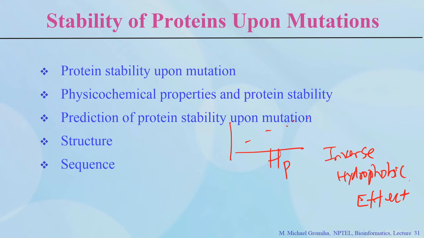So, an increase in hydrophobicity decreases the stability if you get this type of pattern, mainly for exposed mutations in the coil region. If you increase the hydrophobicity, that decreases stability. This is the inverse hydrophobic effect. So, this is delta G and this is hydrophobicity.